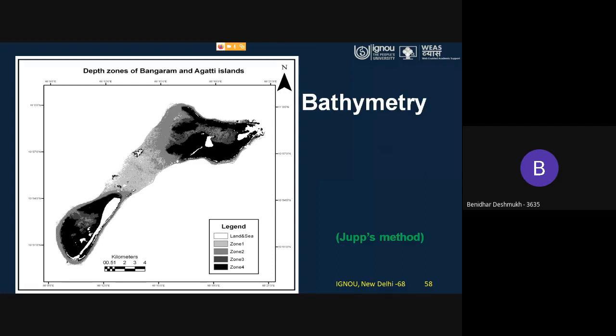Another example is the bathymetry. Again, these are the 2 different coral reefs in the Lakshadweep group of islands, wherein the bathymetry of this was extracted using the Jupp's method, and this categorizes the depth into the 4 different zones. The zones which you see in the light color, they are much deeper, and the darker ones are the shallower part.